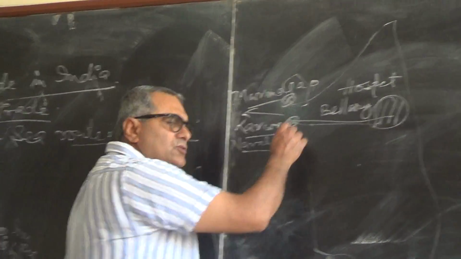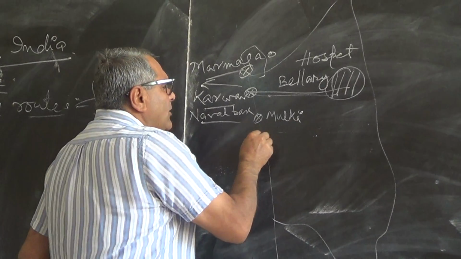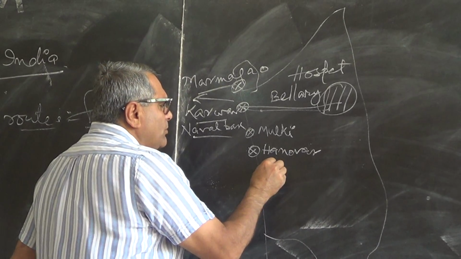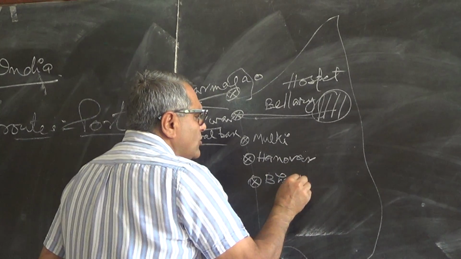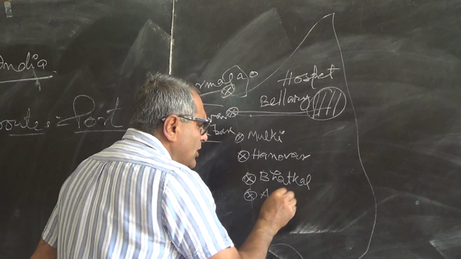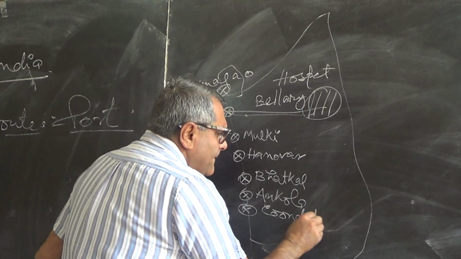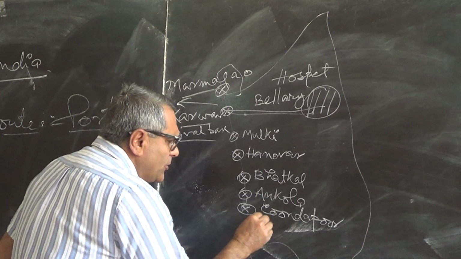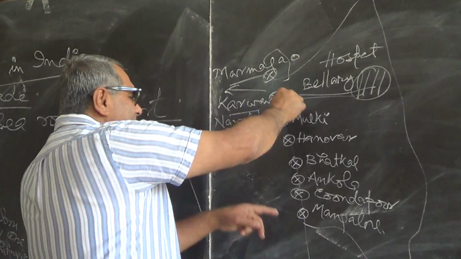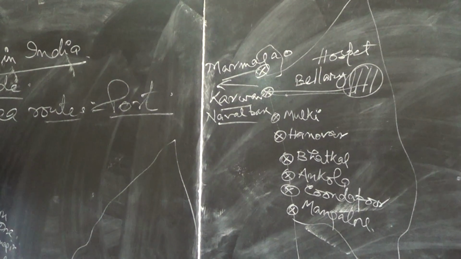Apart from Karwar, there are so many other ports, like Mulki, Honnavar, Kundapur, Atkal, Ankola, and Mangalore. These names are not in proper order. Sorry, I should rectify it, otherwise it will give a wrong notion.